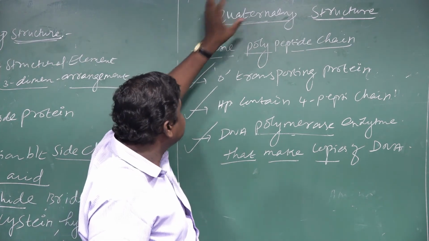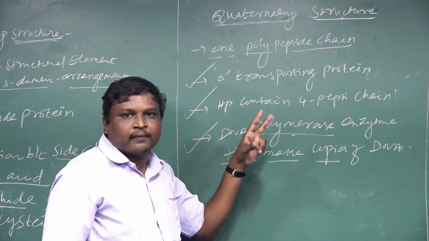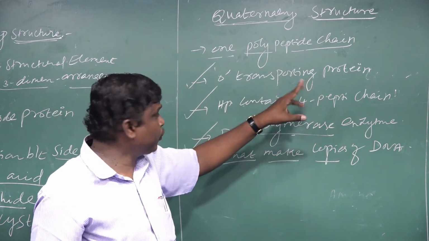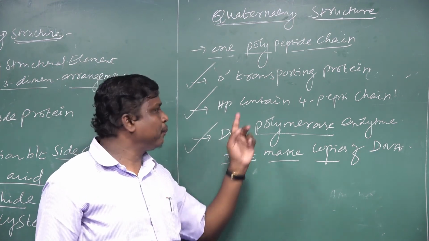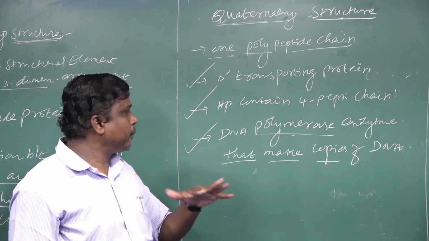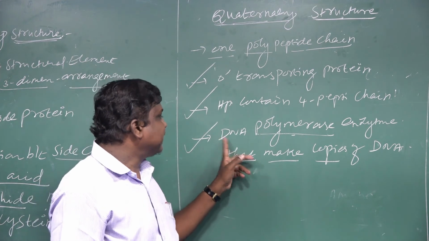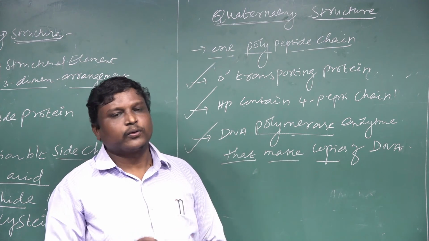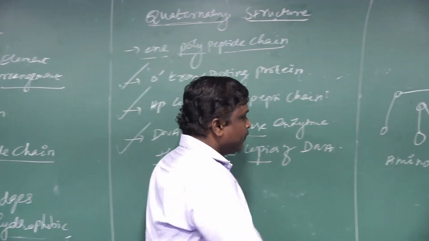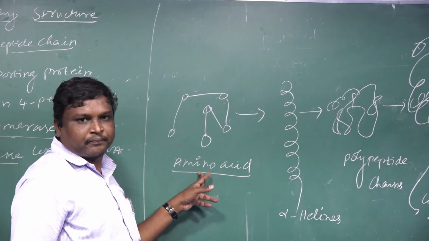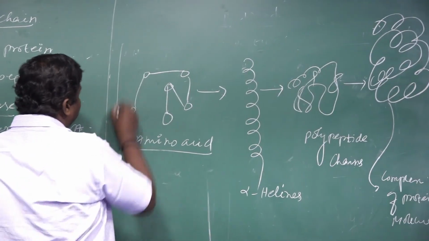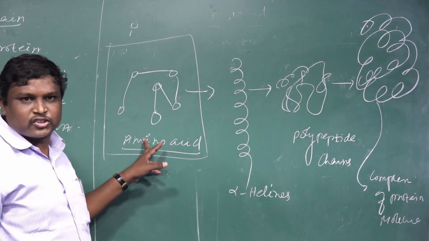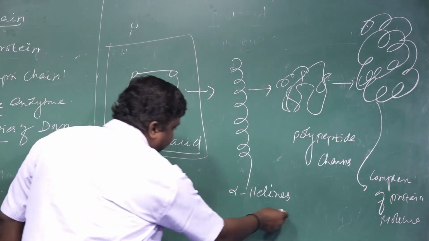So the quaternary structure contains more than one polypeptide chain, an oxygen transporting protein, hemoglobin with 4 peptide chains, and fourth, a DNA polymerase enzyme that makes a copy of DNA. Okay, finally, we conclude. An amino acid is a primary structure. This is the primary structure.